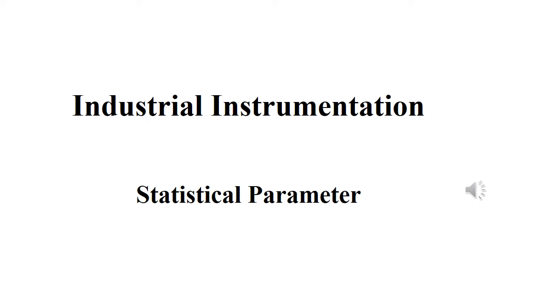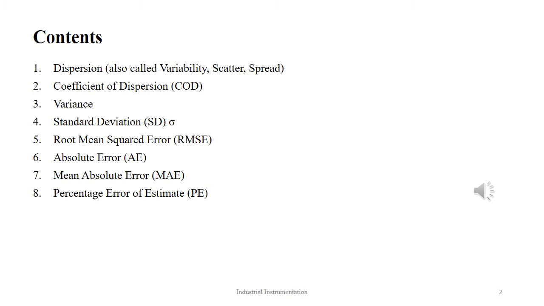Today we'll talk about the different statistical parameters that are required for understanding of the industrial instrumentation subject. In due course, we'll cover the following topics: dispersion, also called variability, scatter or spread; coefficient of dispersion, COD; variance; standard deviation denoted by sigma; root mean squared error, RMSE; absolute error, AE; mean absolute error, MAE; percentage error of estimate, PE.